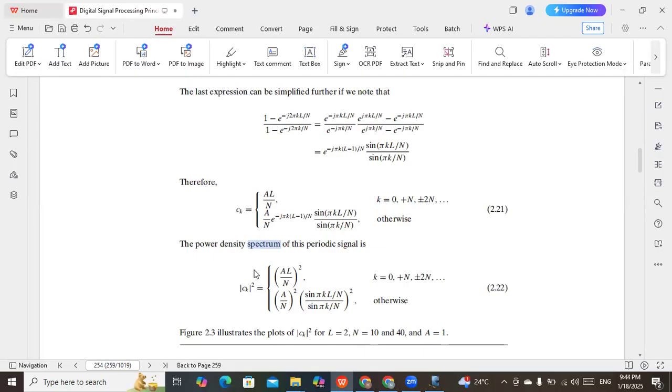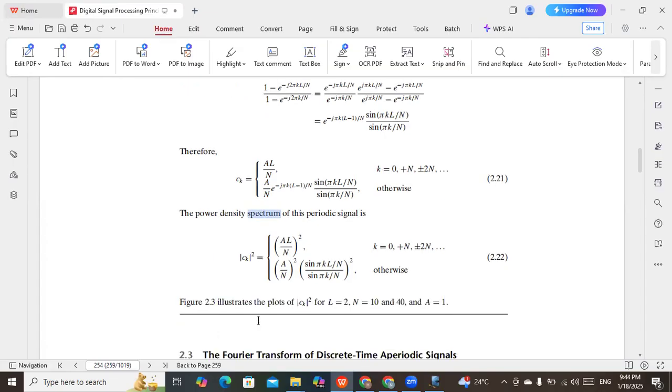Then if you take the square, actually you need to get them. The magnitude of ck is A L divided by N, because this is a real value. So the square will be A L divided by N squared. But if you consider this other one, it has complex terms. Actually, this is in polar form, you can see that this is in polar form.